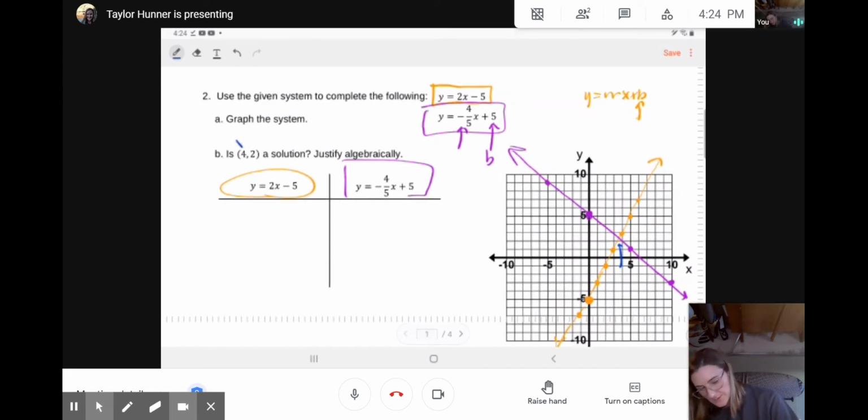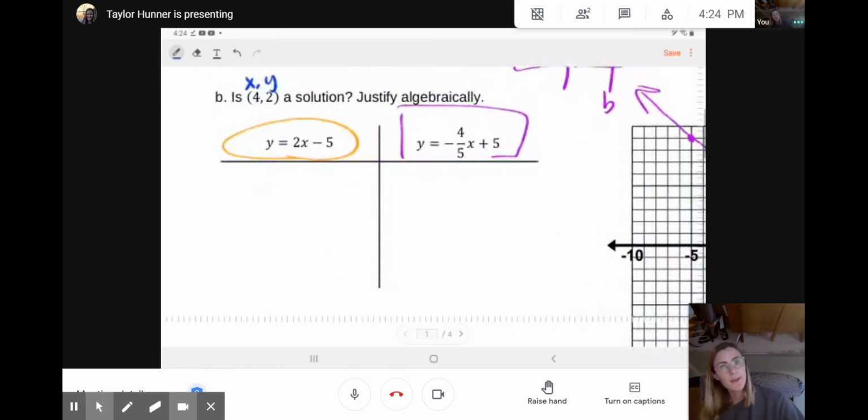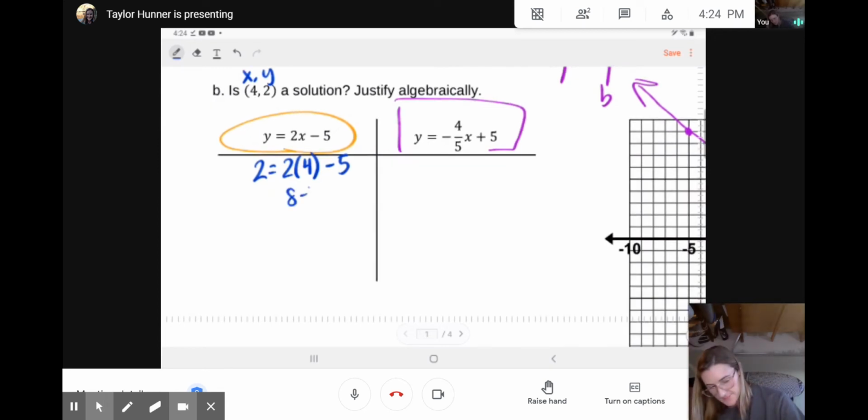So 4 was our x and 2 was our y. That means that point has to work in both of these. So that means that y would have to equal 2 when x equals 4. If I plug in both of those points, this is 8 minus 5. Well, 2 does not equal 3. So that point is not on my orange line.